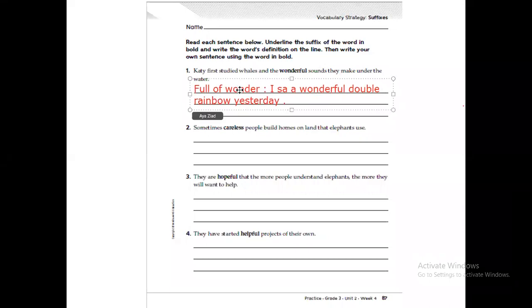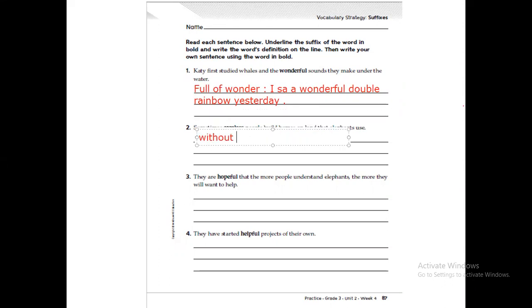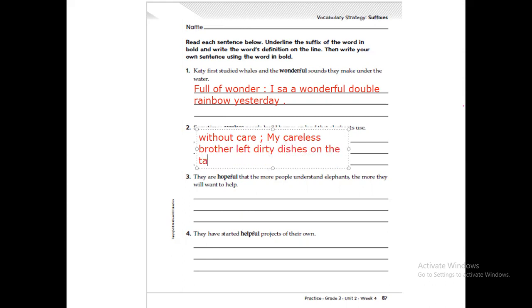Sometimes careless people build homes on land that elephants use. What's the meaning of careless? It means without care. Careless means without care. Let's put it in a sentence. My careless brother left dirty dishes on the table.